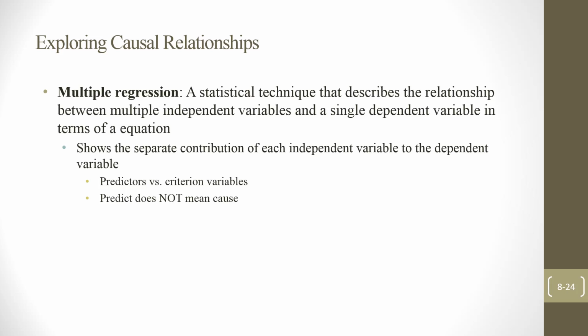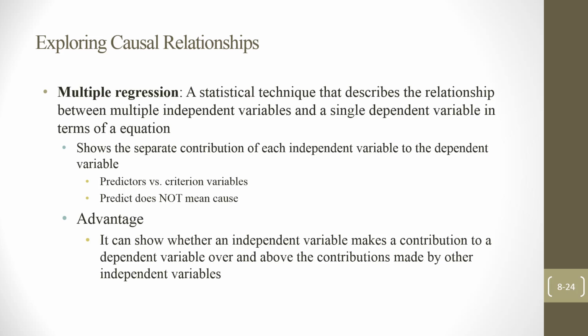But we are not saying these factors cause GPA. It could still be the other way around, or maybe there are some variables we didn't cover. So again, remember when we say predictor, we are not saying this definitely causes that criterion variable. The good thing is it can show whether an independent variable makes a contribution to a dependent variable, in this example GPA, over and above the contribution made by other independent variables. In other words, for the three variables we just discussed, it can show us which predictor probably is the most important.